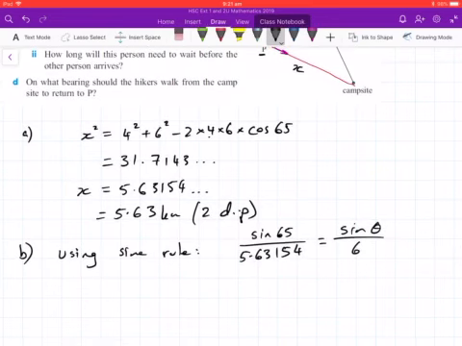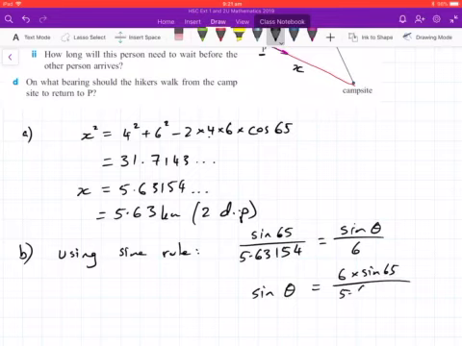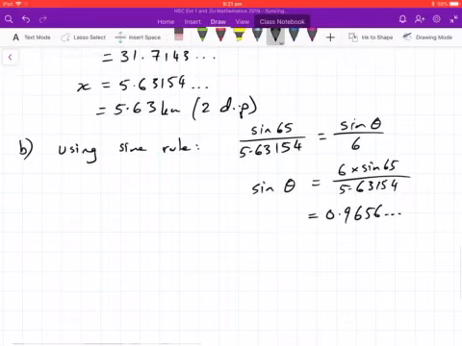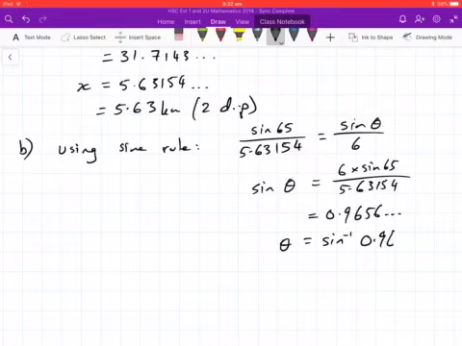Now if we find this, it's going to be sine theta is equal to 6 times sine 65 over 5.63154. Now we put that in: 6 times sine 65, divided by 5.63154, equals 0.9656... So theta is equal to sine inverse of that.